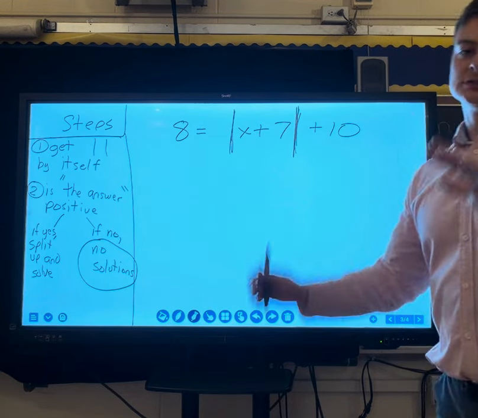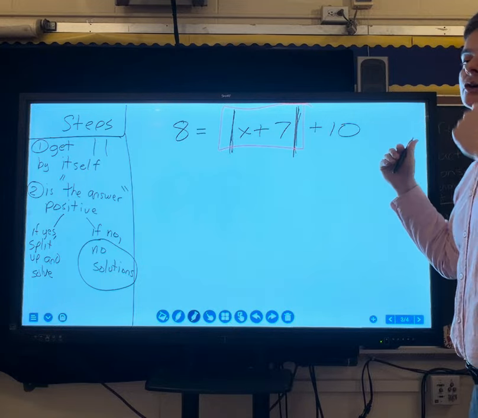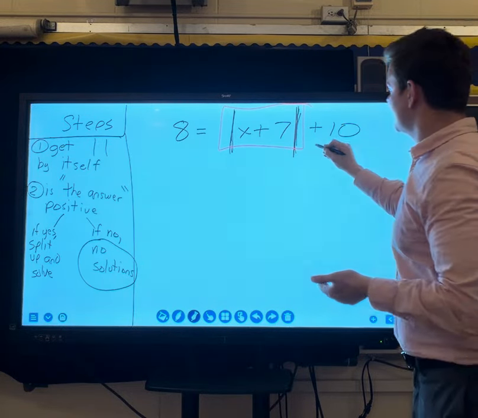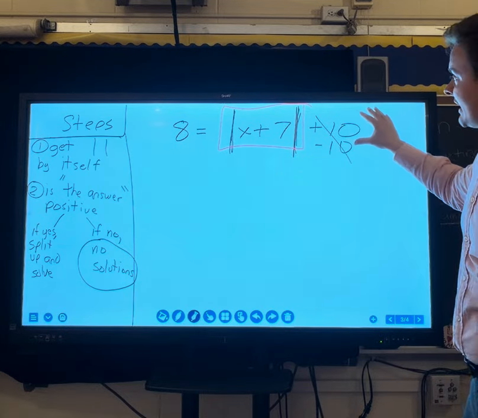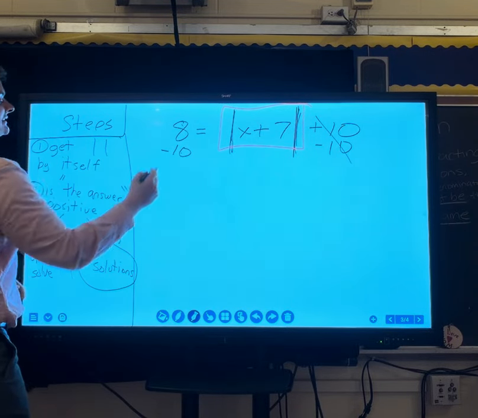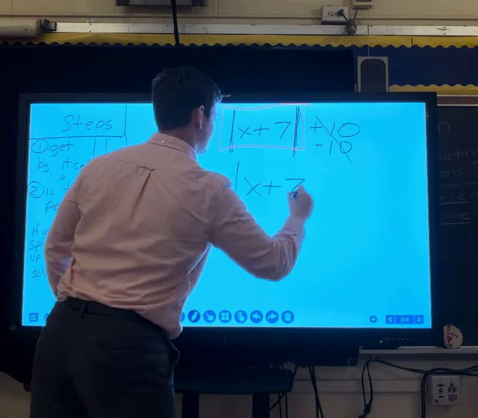This one here, steps are the same. Get my absolute value by itself. Right now, there's a plus 10 next to it. To get rid of a plus 10, I subtract 10. If I subtract 10 from the right side, I also got to subtract 10 from the left side. 8 minus 10 is negative 2, equals the absolute value of x plus 7.